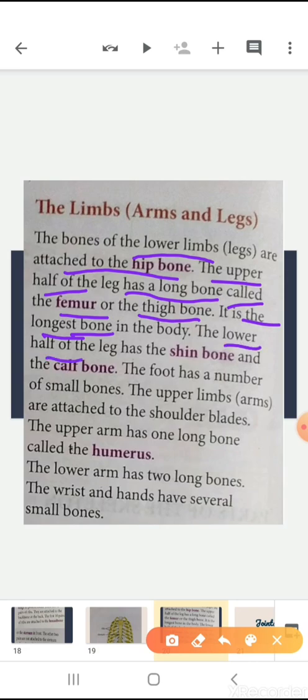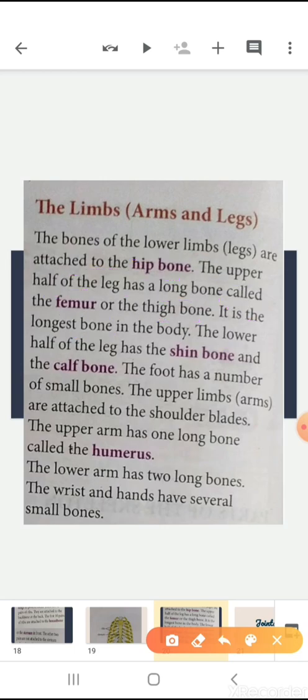First of all, we will read this again. The bones of the lower limbs are attached to the hip bone. The upper half of the leg has the long bone called the femur, or you can say thigh bone. The thigh bone is the longest bone in the body.